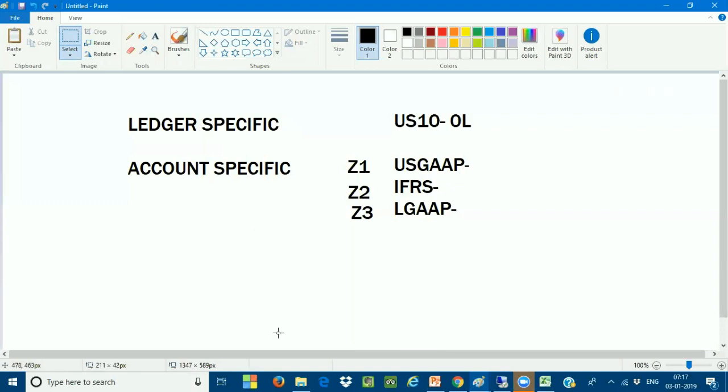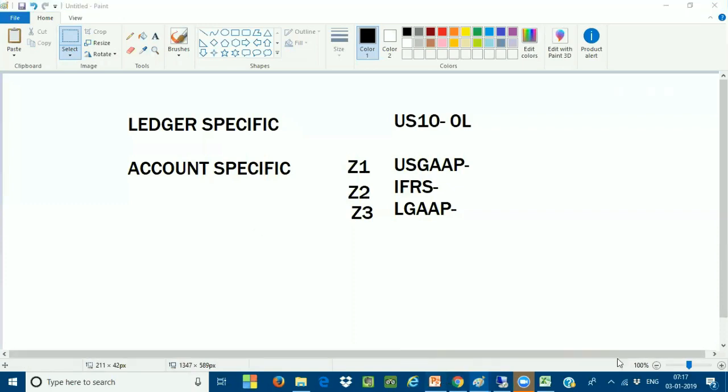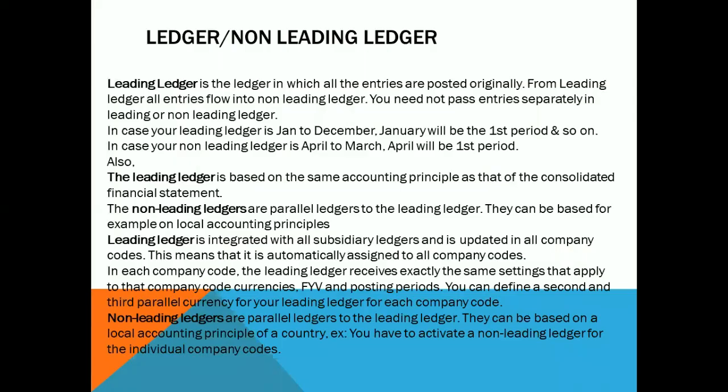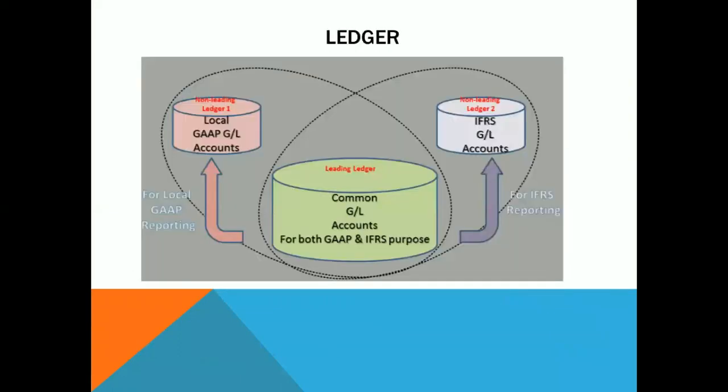So I just brought one PPT. This PPT will explain the concept. It was already prepared by me. This figure is what I'm showing right now, the explanation of what we have done. Here I'm using the leading ledger, non-leading ledger 1, and non-leading ledger 2. The leading ledger I'm using for the GAAP reporting, one non-leading ledger I created for the local GAAP, and the other non-leading ledger I'm using for the IFRS reporting. All these three have been assigned to the same company code.